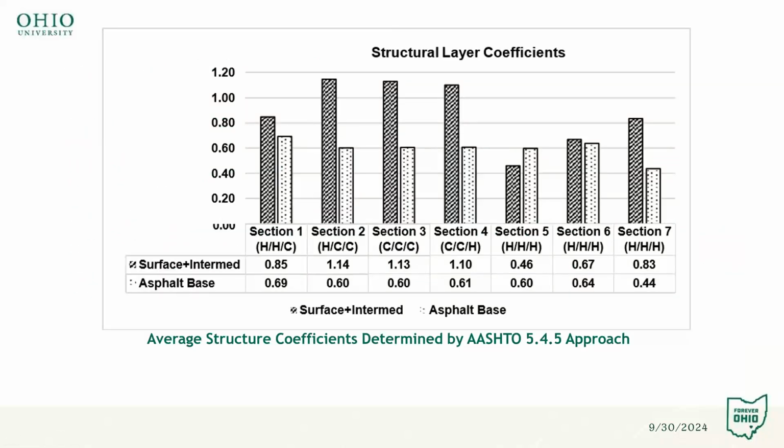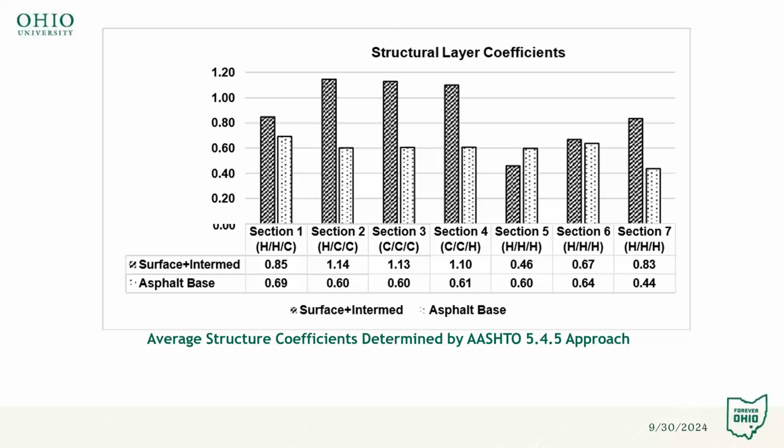So the result shows the structure coefficient using this approach for the 7 sections. As you can see, the surface and intermediate courses are higher than the asphalt base course. And these are the structural coefficients using this approach. They are actually quite high, right? They are way higher than the structural coefficient of 0.43 that's currently used.